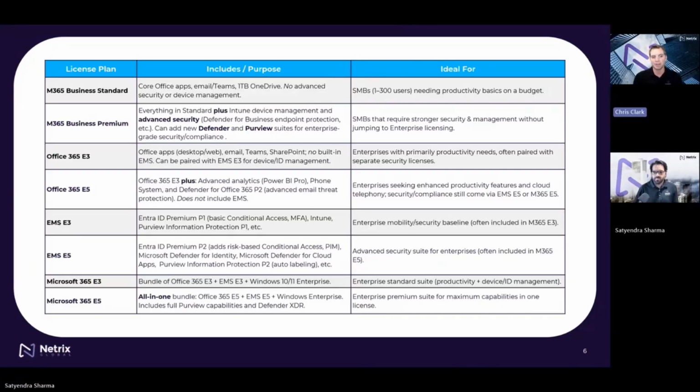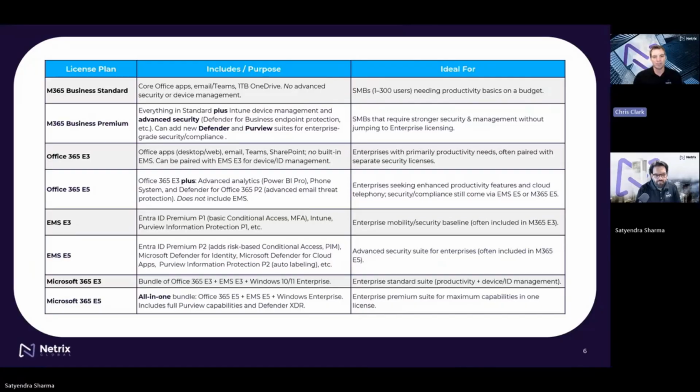Especially around Purview. What EMS E5 gave you was Entra ID Premium P2, which gives you risk-based conditional access and privileged identity management, or PIM. It gives you Defender for Identity, which would be sensors installed on your domain controllers to look for authentications on the domain. Defender for Cloud Apps as well, so Microsoft's CASB capabilities.